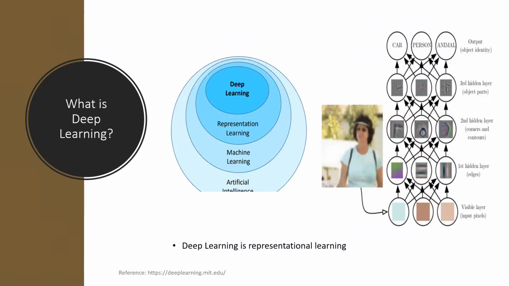So that is what deep learning is all about. Each layer here extracts something. The first hidden layer will extract the edges, the second hidden layer will extract the contours and the corners, and the third hidden layer will extract the object parts. Then it shall be able to make a prediction and say that this is a cat, this is a person, this is an animal. So that is what deep learning is all about.